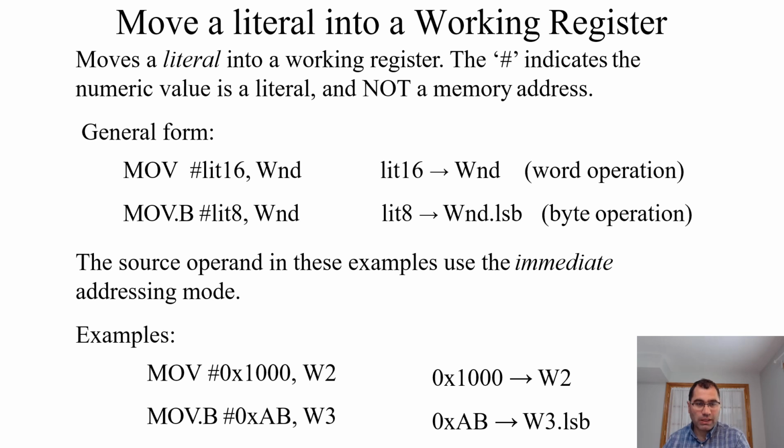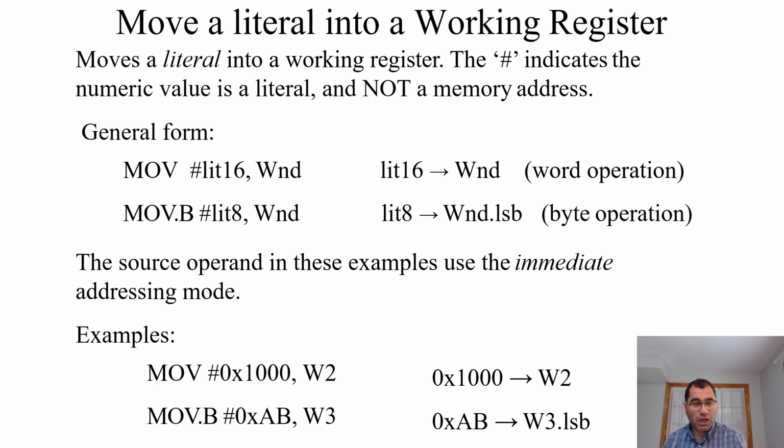So the general form is like this. You have a 16-bit literal, and you copy this 16-bit literal into this destination working register. As you can see here, we don't have parentheses, because parentheses mean content of. We don't have them because the content itself is this literal now. So we are not going to any address to find the content. We have the content, it's just that literal, and we are copying that literal into that destination register.